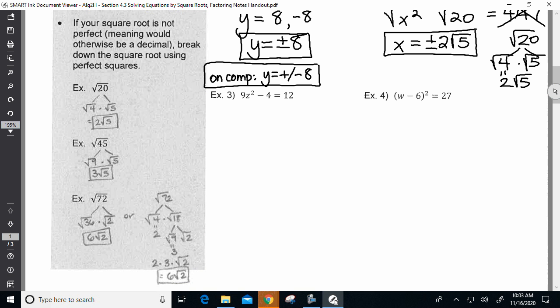9z squared minus 4 equals 12. So we have z squared, we need it by itself. So minus 4 has to go. 9z squared equals 16. And then the 9 has to go. z squared equals 16 over 9.